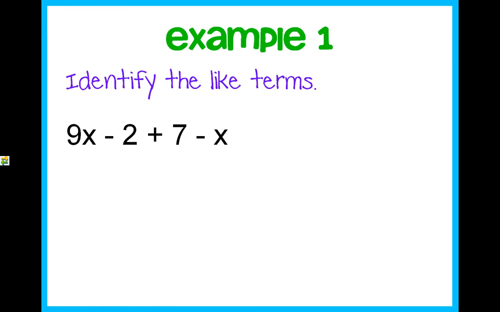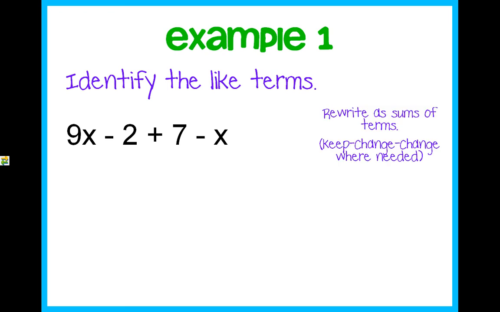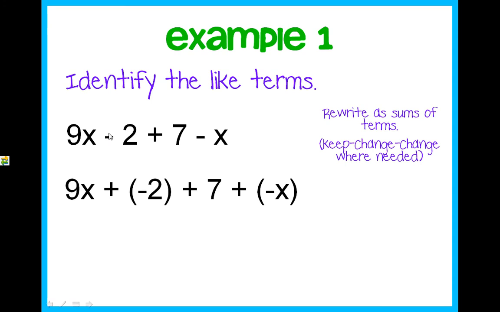Okay, so the first example, we're just going to identify the like terms. So if we look here, we're going to first rewrite as sums of the terms. And all that means is we're going to change everything that's subtraction and make everything addition. So we're going to change this minus to a plus. That'll be a negative 2. And this minus x will become plus a negative x. So now our terms are 9x, negative 2, 7, and negative x.